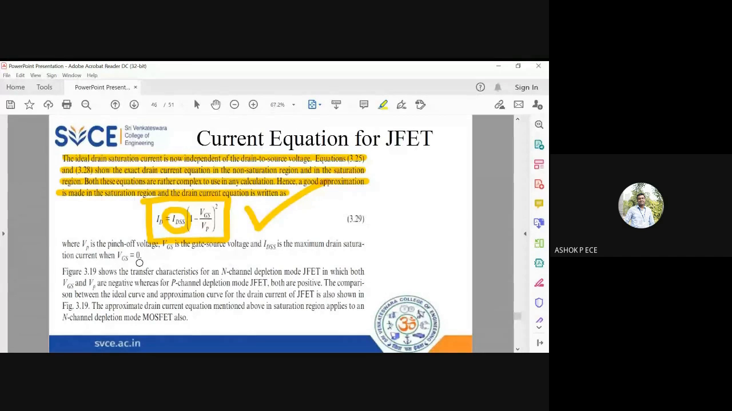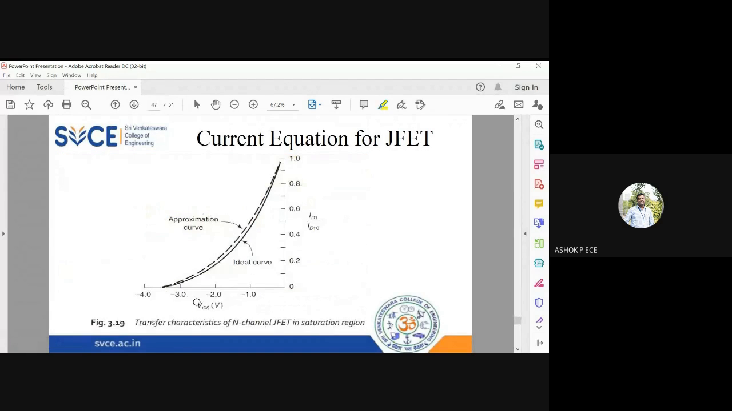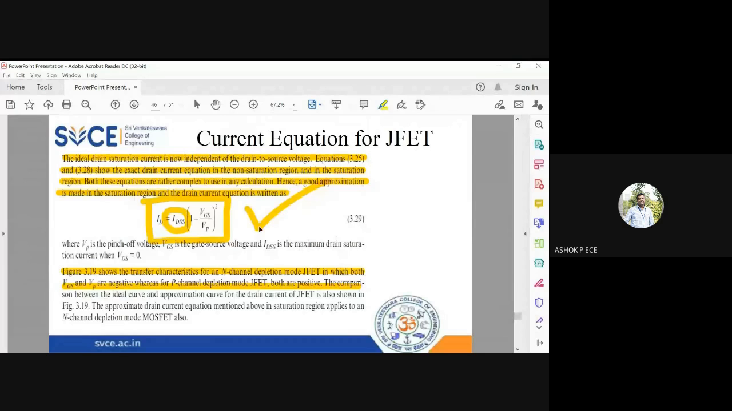So from this approximate graph, we can draw the transfer characteristics for N channel and P channel JFET. See, this is the N channel, P channel JFET. So as you increase the VGS, the drain current is reducing. So this is your ideal curve, the straight one. And approximate curve is in dotted line. You see the difference is very, very minimum. So that is the reason why they have approximated and given us this equation.